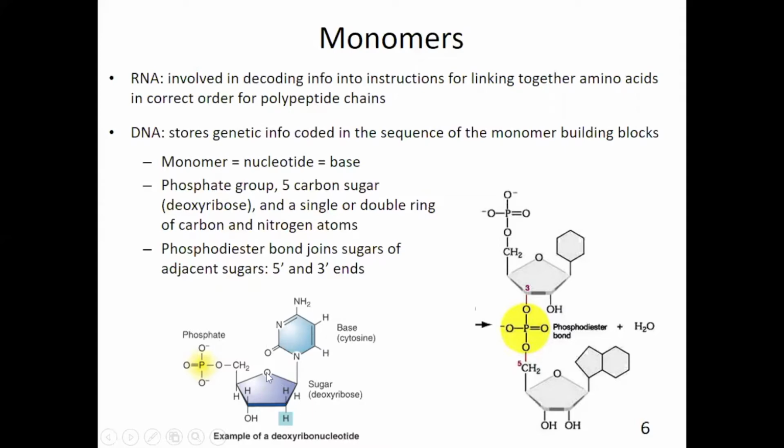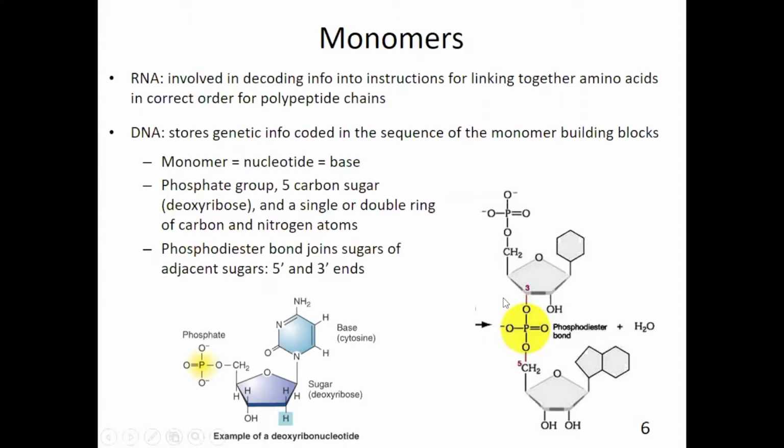Right? So we have the sugar in this purplish kind of color, the phosphate group in this yellow, and the nitrogenous base here in blue. So monomer units are combined through condensation reactions. We learned this in Chapter 3.